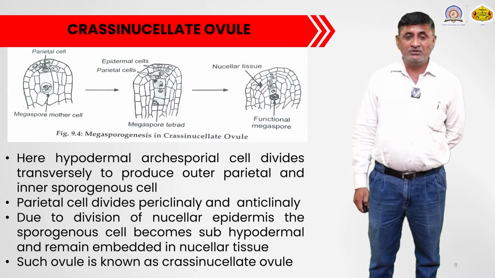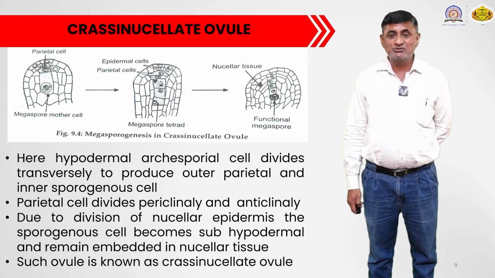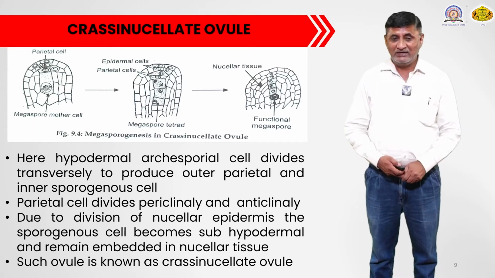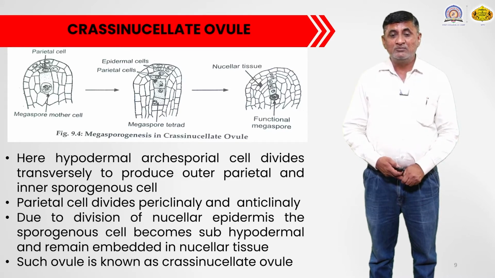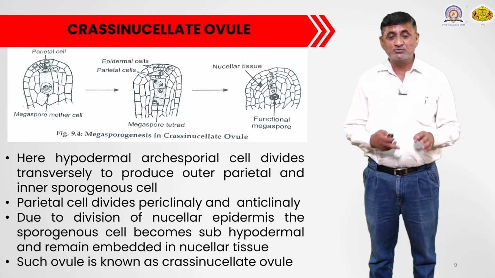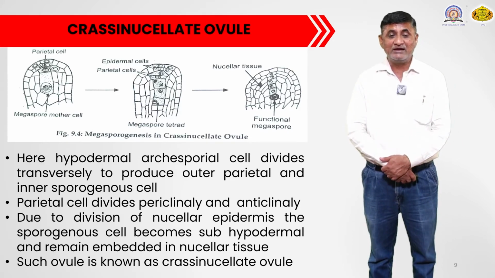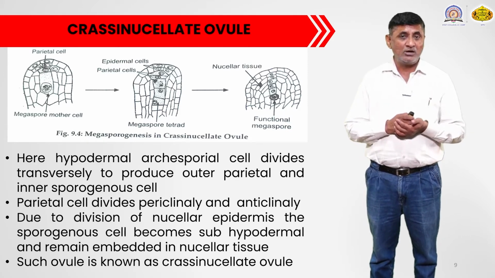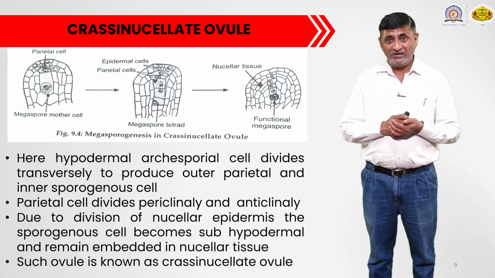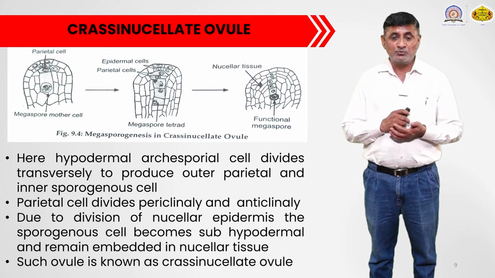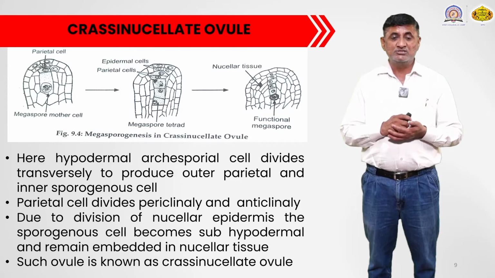Then the second kind of ovule is called the crassinucellate ovule. The development of this ovule is somewhat different. Here the hypodermal archesporial cell divides transversely to produce an outer parietal cell and an inner sporogenous cell. The archesporial cell does not directly function as a megaspore mother cell, but undergoes a transverse division, and that produces the parietal cell and inner sporogenous cell.